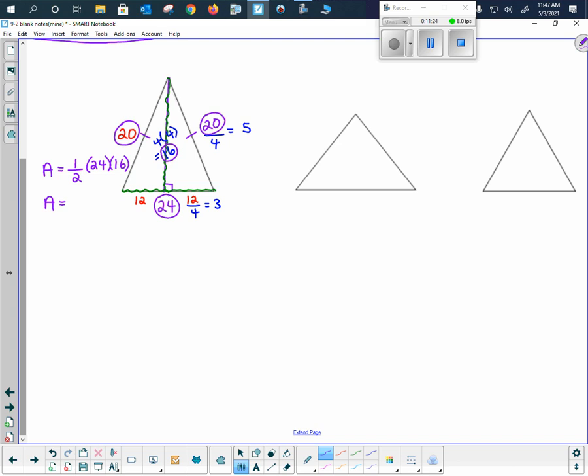So half of 24 is 12. 12 times 16, 192 units squared.